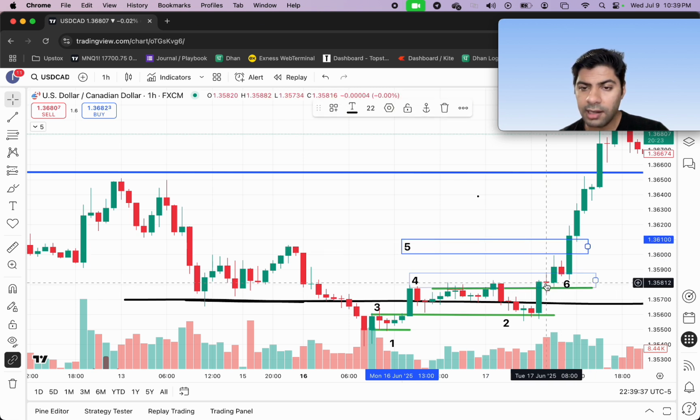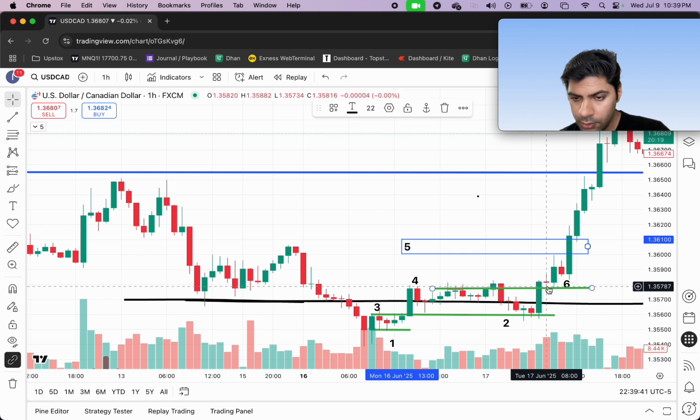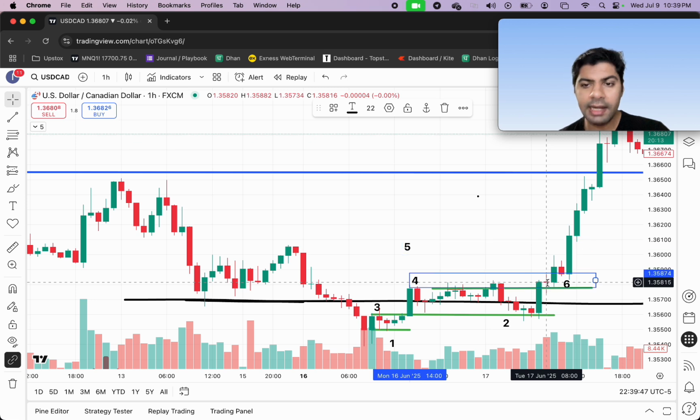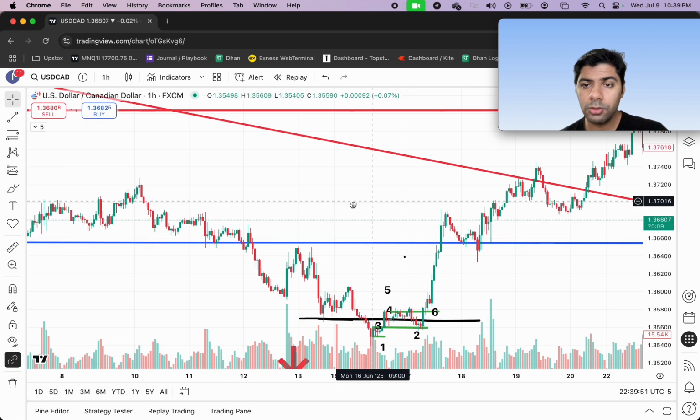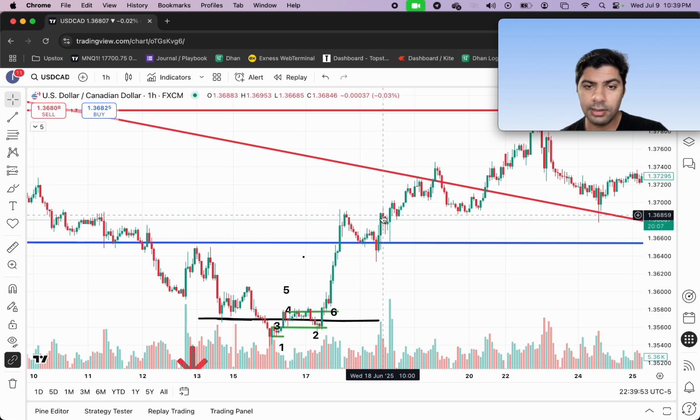As soon as this candle formed, the candle on 17th June 25, which closed at 8 a.m., I entered the trade and I took this trade roughly till this area.